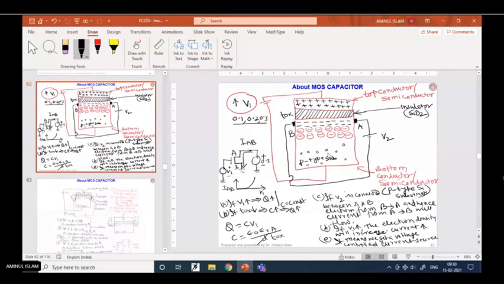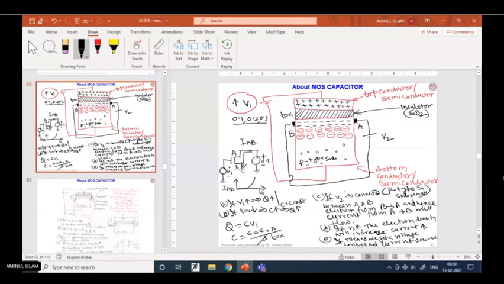But if you increase V1 further, then a stronger electrical field will attract the minority carriers in the P-type material at the bottom, and many free electrons will be at the surface of the P-type bottom layer, and then current will increase. So if you increase the voltage V1, you see that the resistance of the bottom material is decreasing.